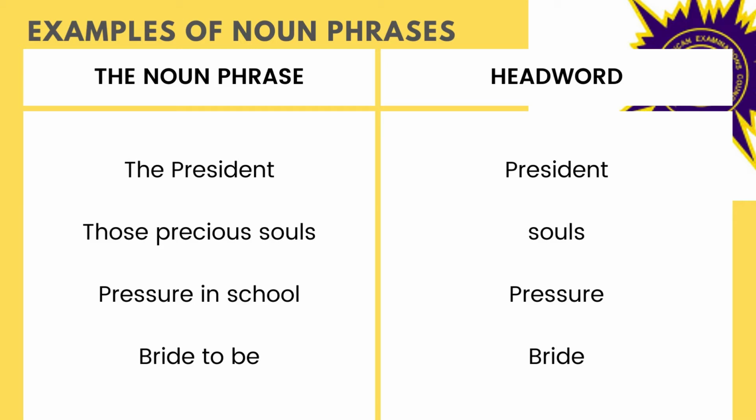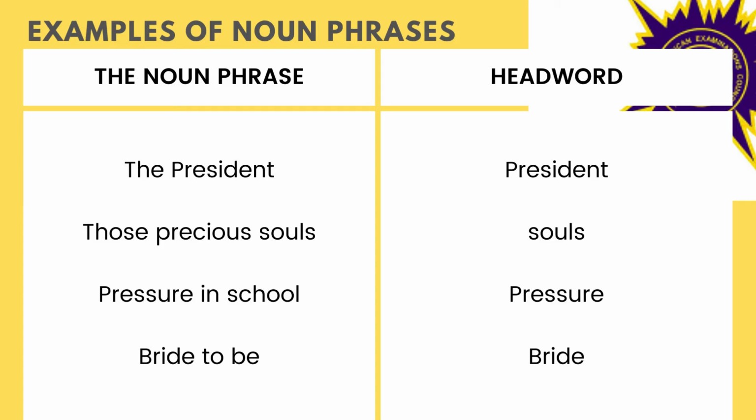Our next example, pressure in school. The head word in this phrase is pressure. Pressure is a noun, that is why we call it a noun phrase. The other words, in school, are only helping to lay emphasis on pressure. So they are modifiers or they are qualifiers.